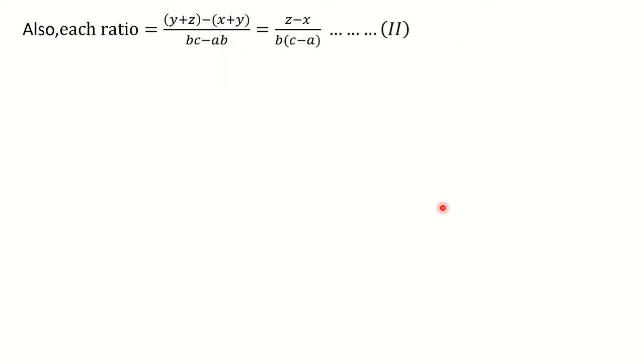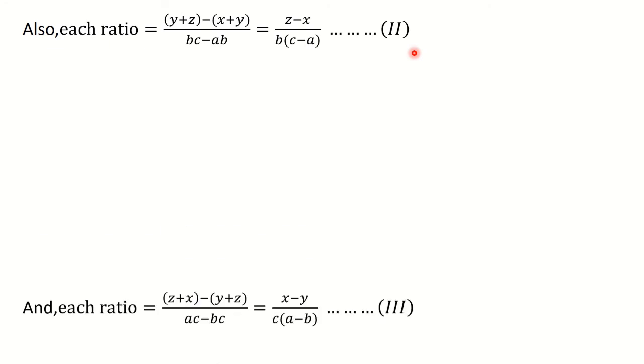So I am going to write again each ratio. See, I have written bc minus ab. So above bc I have y plus z, minus, above ab I have x plus y. Here also you will observe that because of this minus sign, plus y and minus y will get cancelled and we are going to get z minus x. And while writing here, again take out b common and write b times (c minus a). Number this as 2.